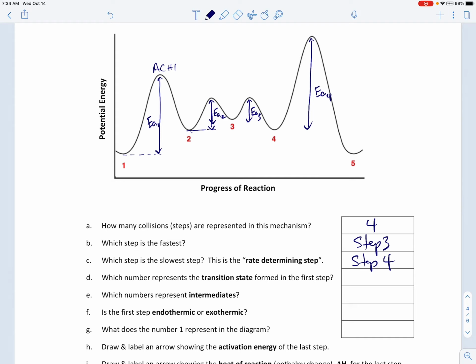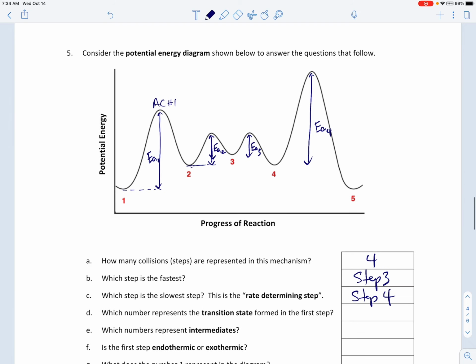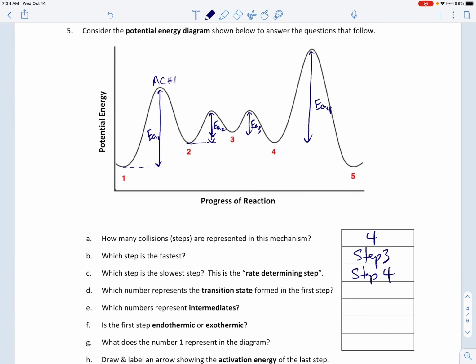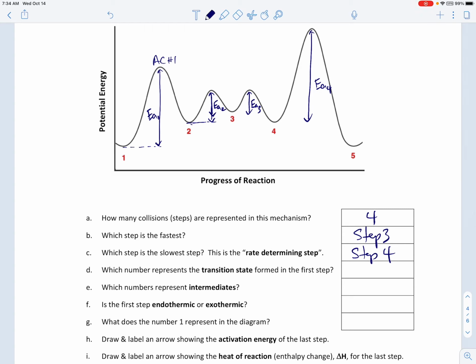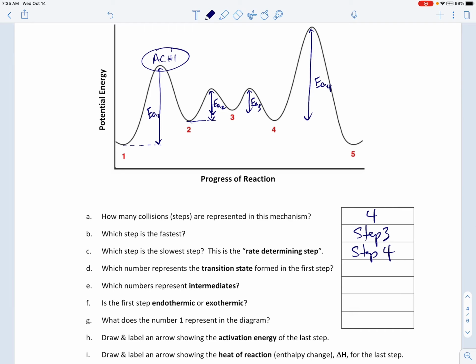What number represents the transition state formed in the first step? Well, actually, that's a mistake, isn't there? I think there's some numbers that did not print on this worksheet. So there is no number for the transition state in the first step. So rather than do that, why don't we just label it, this is the transition state or the activated complex, which is the same thing for step 1, right? So there should have been numbers at the top of each hill, I suppose, to answer that properly. So this would be whatever's formed at the highest energy point in the first step, that's the transition state.